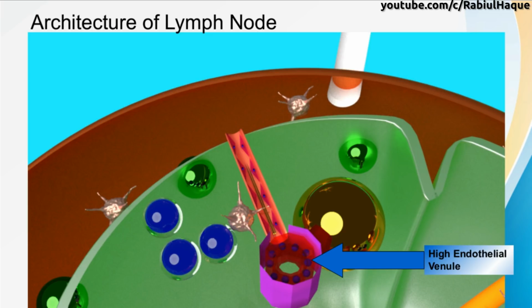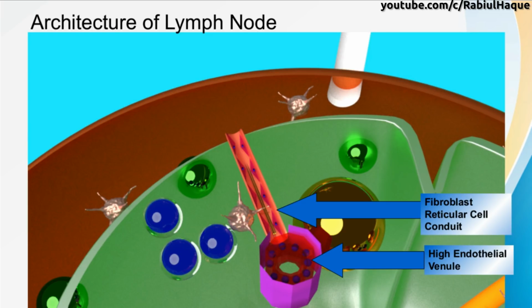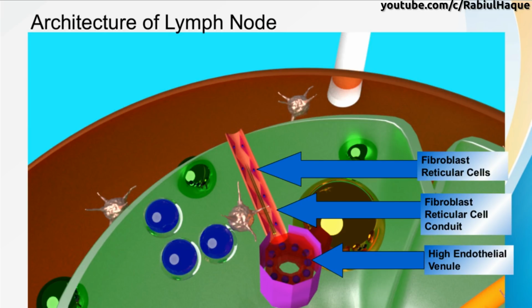Also, we can see in this image the fibroblast reticular cell conduit and the fibroblast reticular cells that are lining this conduit. So now let's talk about these new terms. What do we mean by fibroblast reticular cells and what do we mean by fibroblast reticular cell conduit?